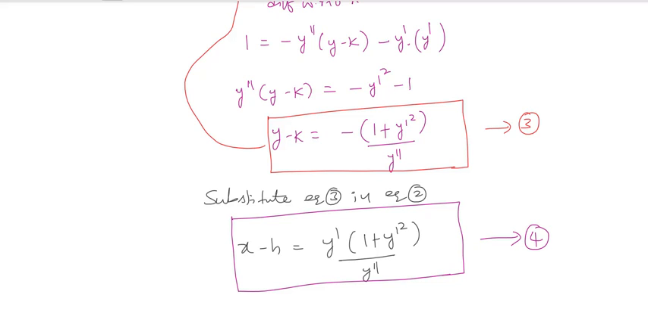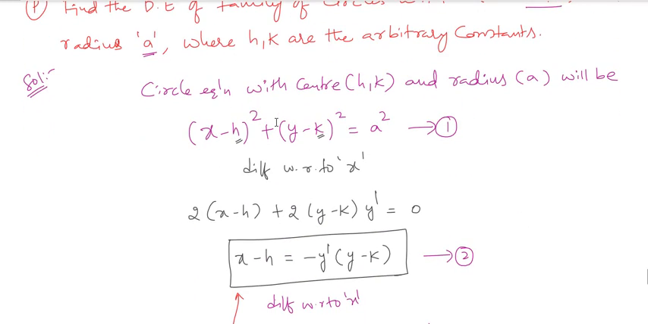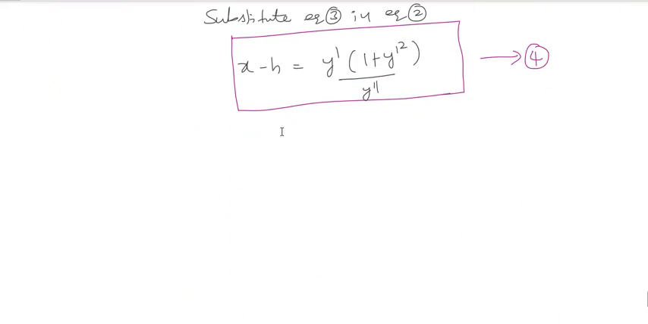Now, in order to eliminate this x minus h value and y minus k value, you know that you have calculated x minus h and y minus k. If you substitute these two values, the h and k values will be eliminated. So now simply substitute equations 3 and 4 in equation 1. What will we get here? Try to check it out.